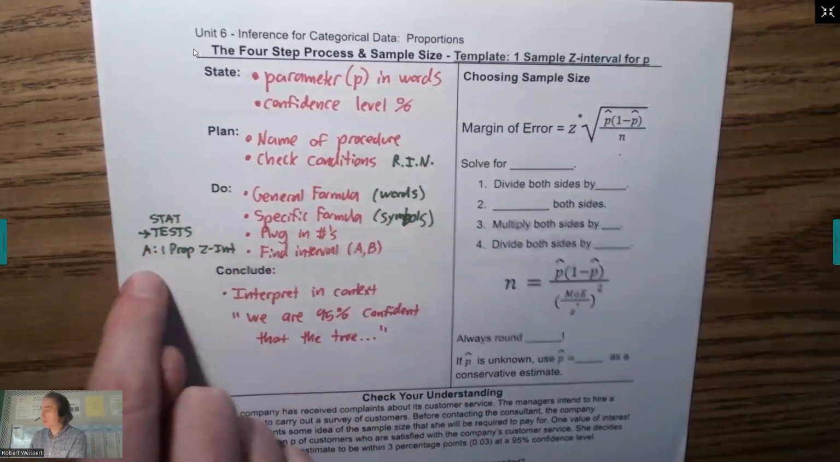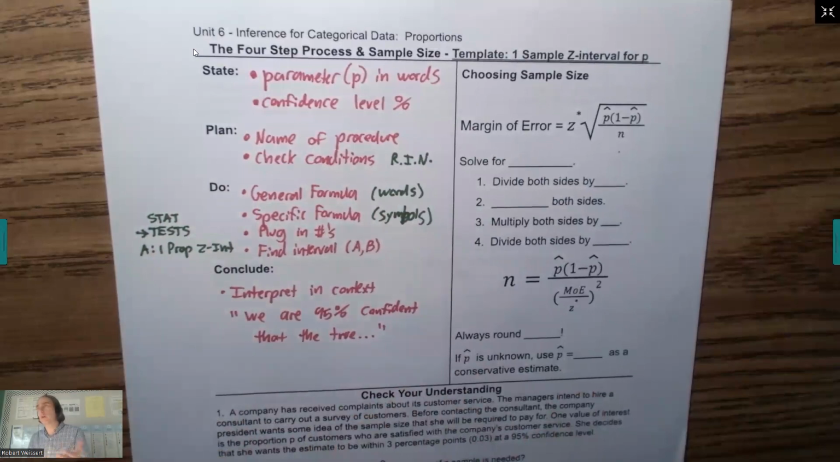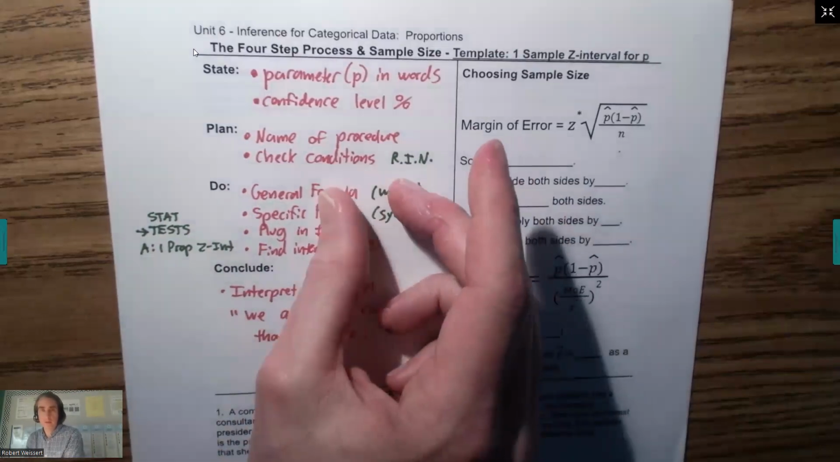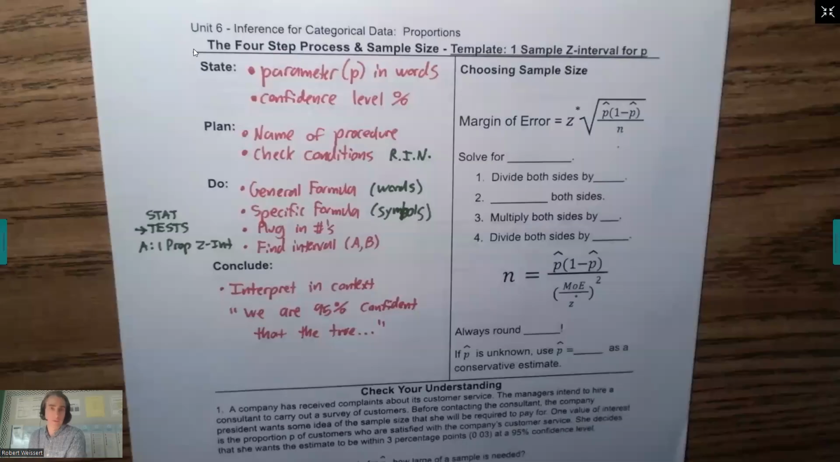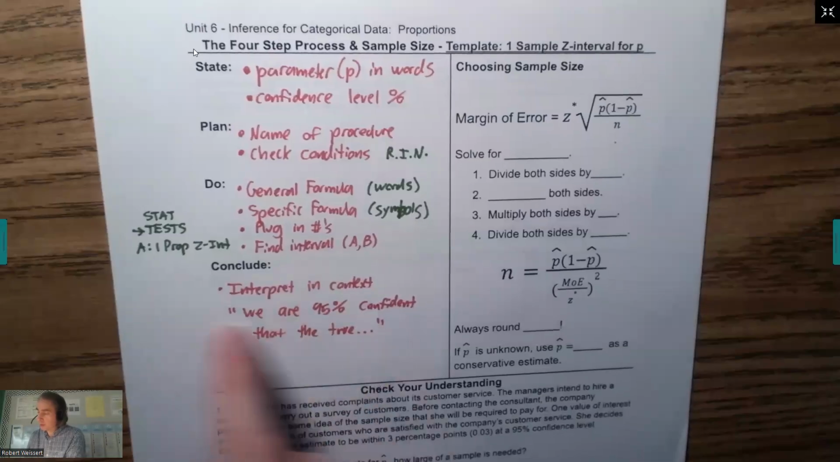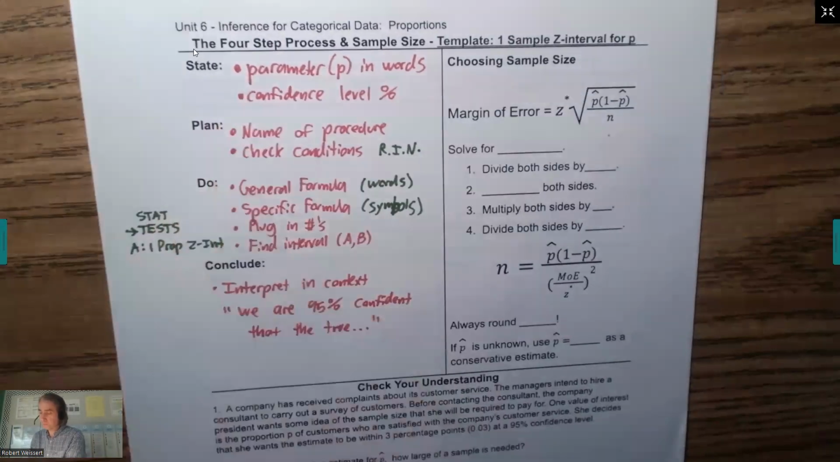Okay, STAT, TESTS, 1-PropZInt, just to make sure you got it right. Because if push comes to shove, if you can't figure it out by hand, well, you can at least get it on the calculator and do all the other stuff and maybe just not have your work. Okay, and then our interpret is we are 95% confident that the blah blah blah. So interpret: state, plan, do, conclude.